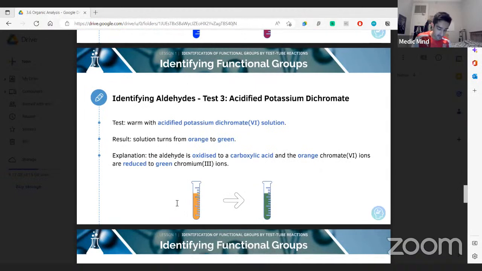The other test, again, is an acidified potassium dichromate test. And again, you expect a blue to orange to green color change. And again, this is due to the oxidation of the aldehyde to a carboxylic acid.